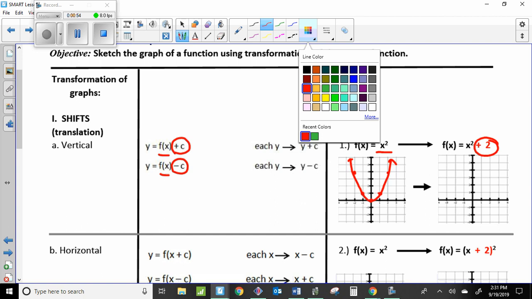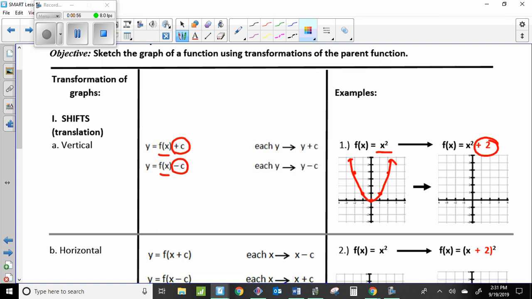So I have to graph the transformation by adding 2. My (0, 0) will now be (0, 2). So it adds 2 to all your y values. (1, 1) will be up 3. Now my (2, 4) is now (2, 6)... (2, 7). And then (-1, 1) will now be at (-1, 3). And that will be the new graph.